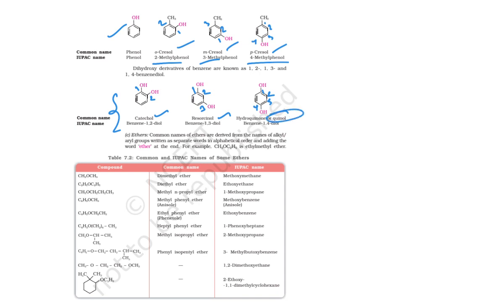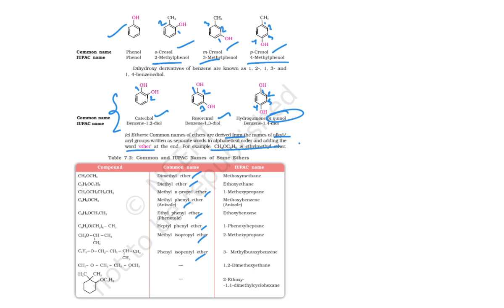Then when it comes to ethers, the common names of ethers are derived from the names of the alkyl groups, written as separate words in alphabetical order, adding the word ether at the end. So look here: dimethyl ether, diethyl ether, methyl n-propyl ether, methyl phenyl ether, ethyl phenyl ether, heptyl phenyl ether, methyl isopropyl ether, phenyl isopropyl ether.